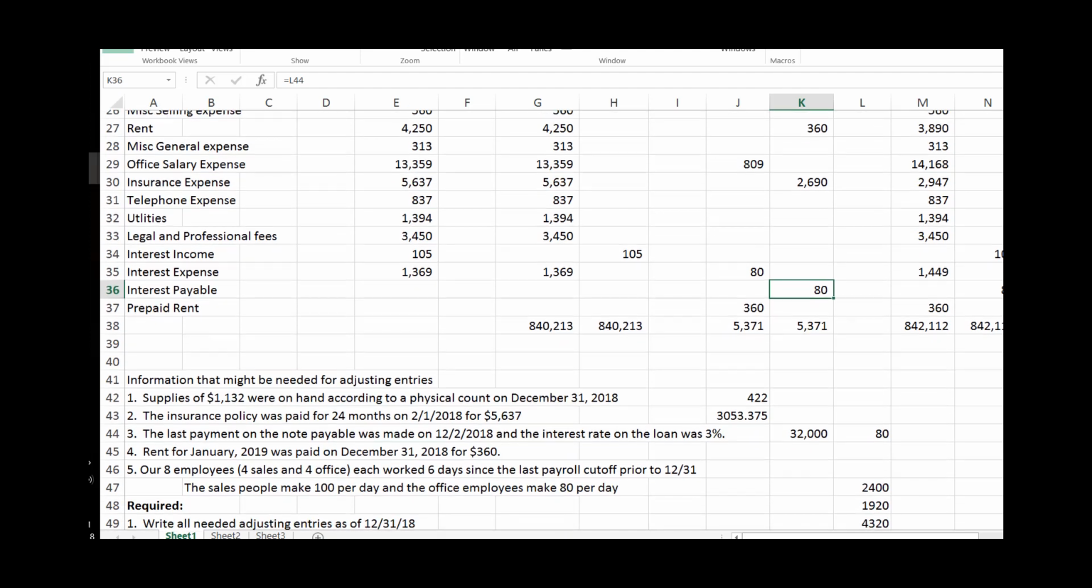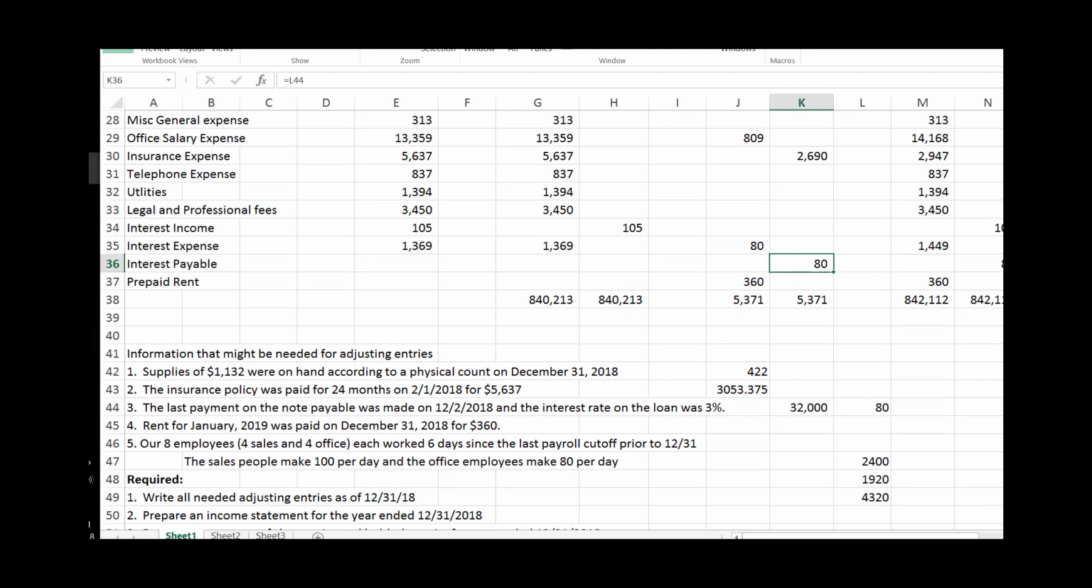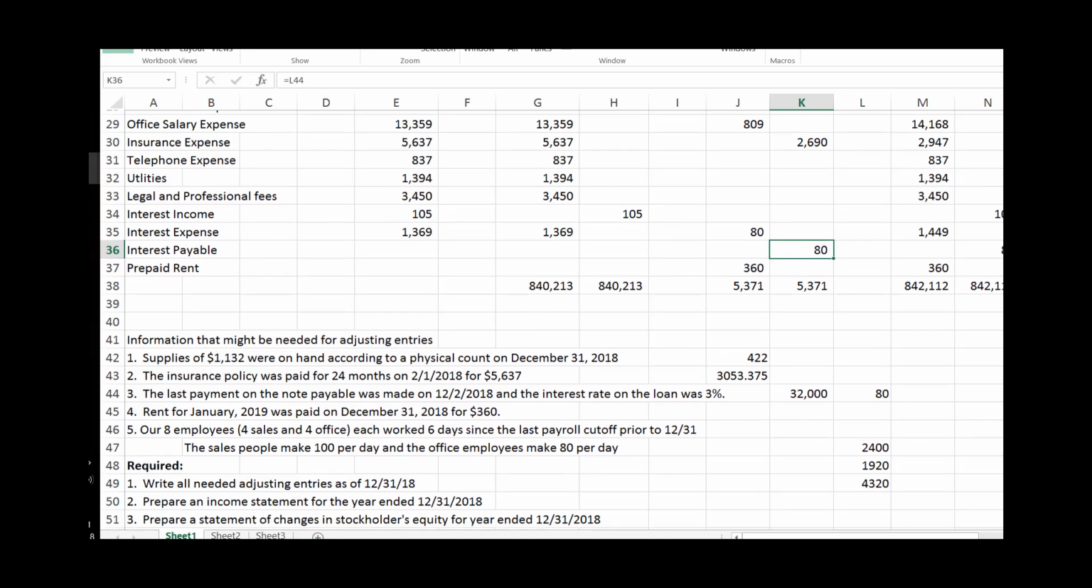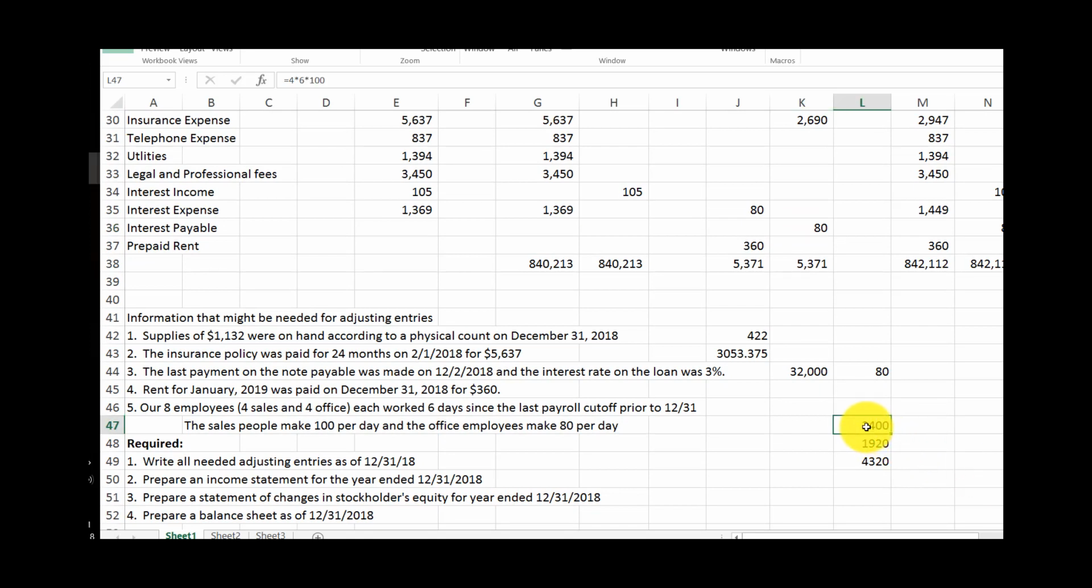And then the last adjustment has to do with our employees. Each of them worked 6 days. We have 4 employees that are sales. There we owe them 6 times 100 times 4, 2,400. We owe the office workers 6 times 4 times 80, 1920. So our total payroll liability at the end of the year should be 4320.